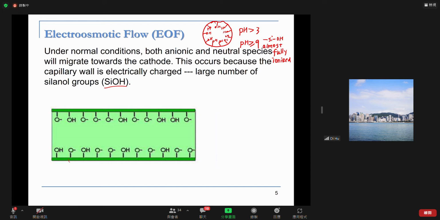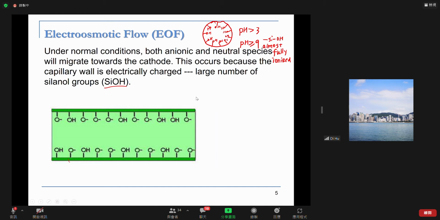Okay, so that's why we say under normal conditions, both anions, cations and neutral compounds migrate towards the cathode. This occurs because the inner side of the fused silica capillary wall is negatively charged when it is exposed to a buffer solution with pH larger than 3, and if the pH is larger than 9, it's almost fully charged.